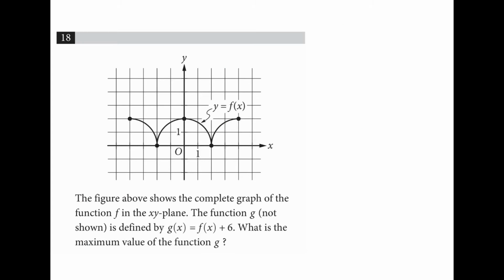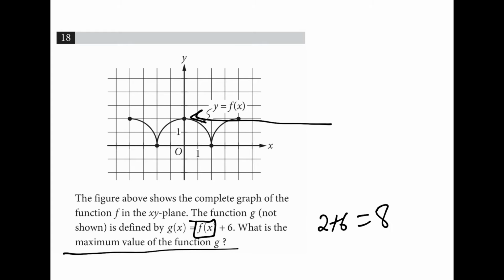For this one, they want to know the maximum value of the function g. If we look at this graph f of x, the maximum value is that 2. This is the highest possible point. Because when they say f of x, that's really like y equals. So we can plug that in here and replace f of x with 2. So 2 plus 6 is equal to 8. And there's our answer.